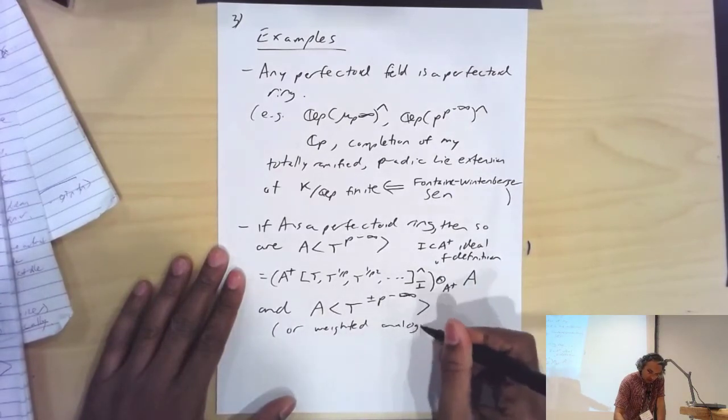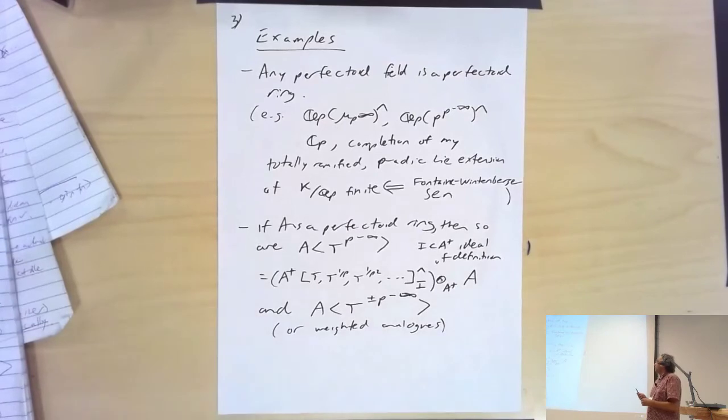So if you are like me and you are reliant on the crutch of thinking about norms, if you have a norm on A, you can then talk about a weighted Gauss norm where it's the usual definition of a Gauss norm, except that T doesn't have absolute value 1. You prescribe its absolute value to be something else.